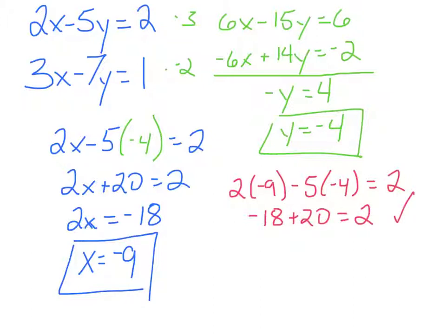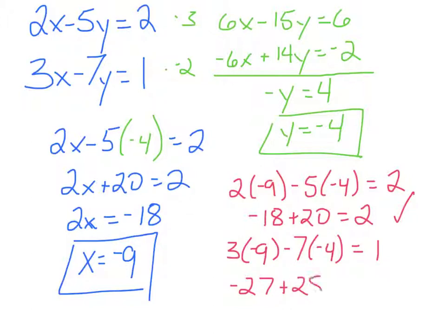So far so good. Let's try it into the second equation, where we have 3 times -9 minus 7 times -4, and see if that's 1. So we get -27 plus 28, and that does equal 1. So we know that we have solved it correctly.